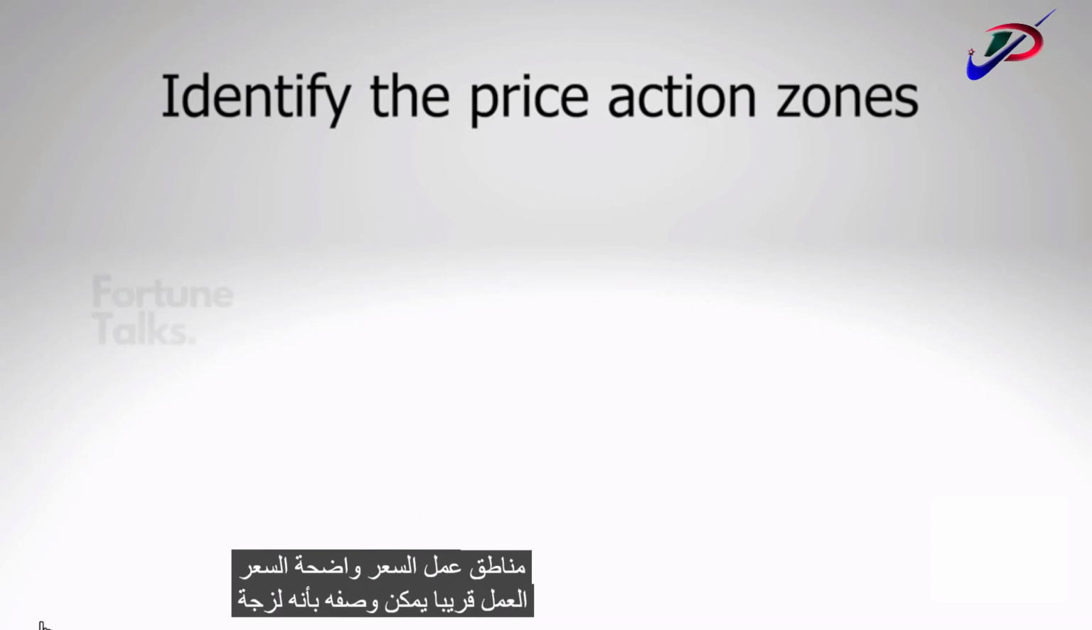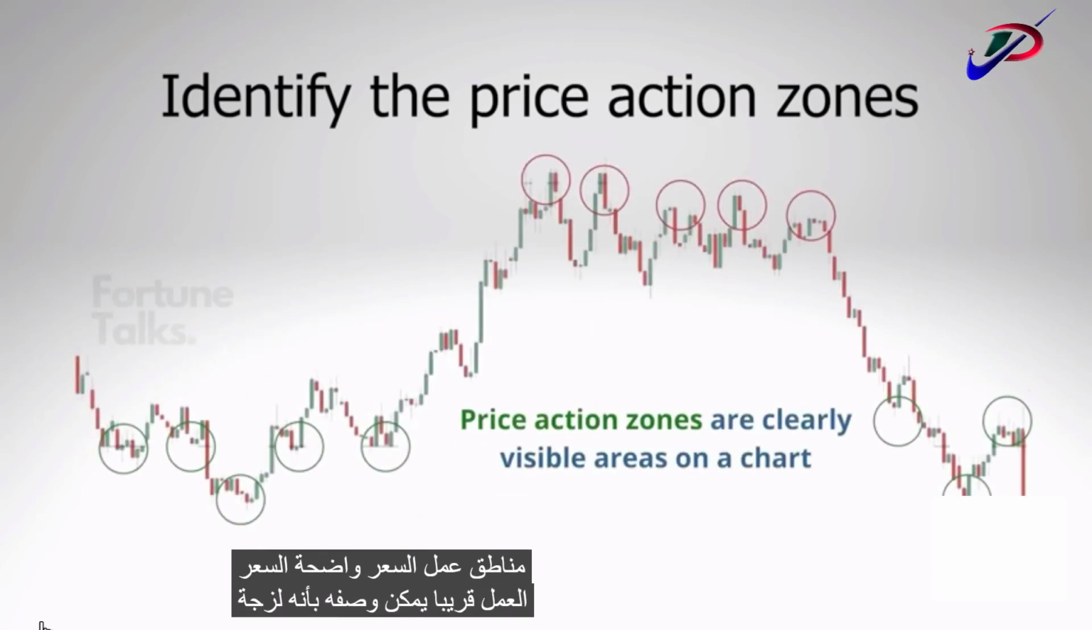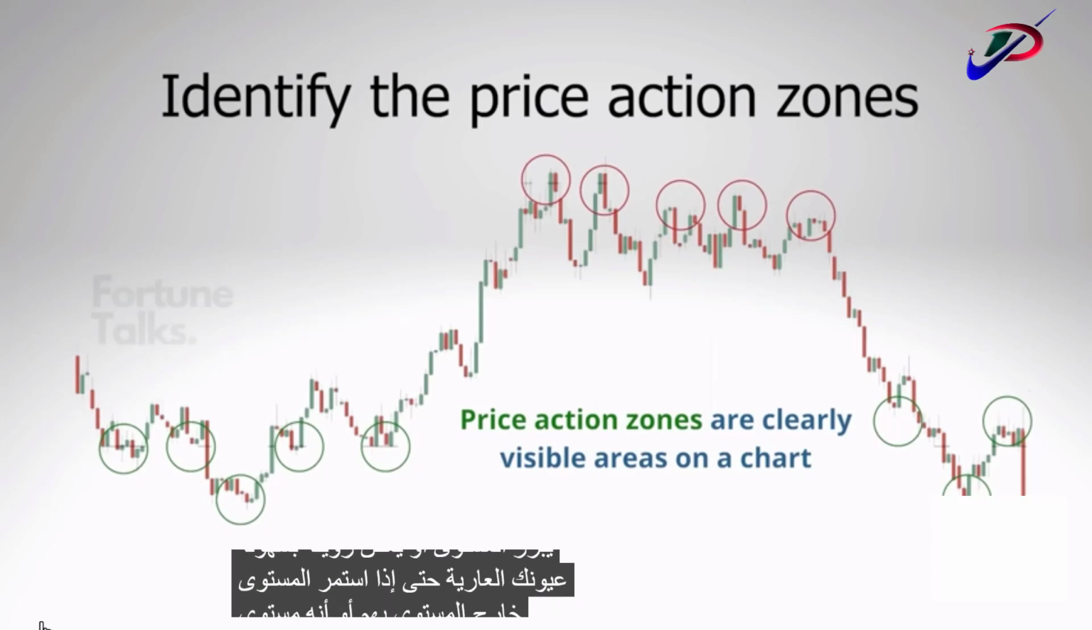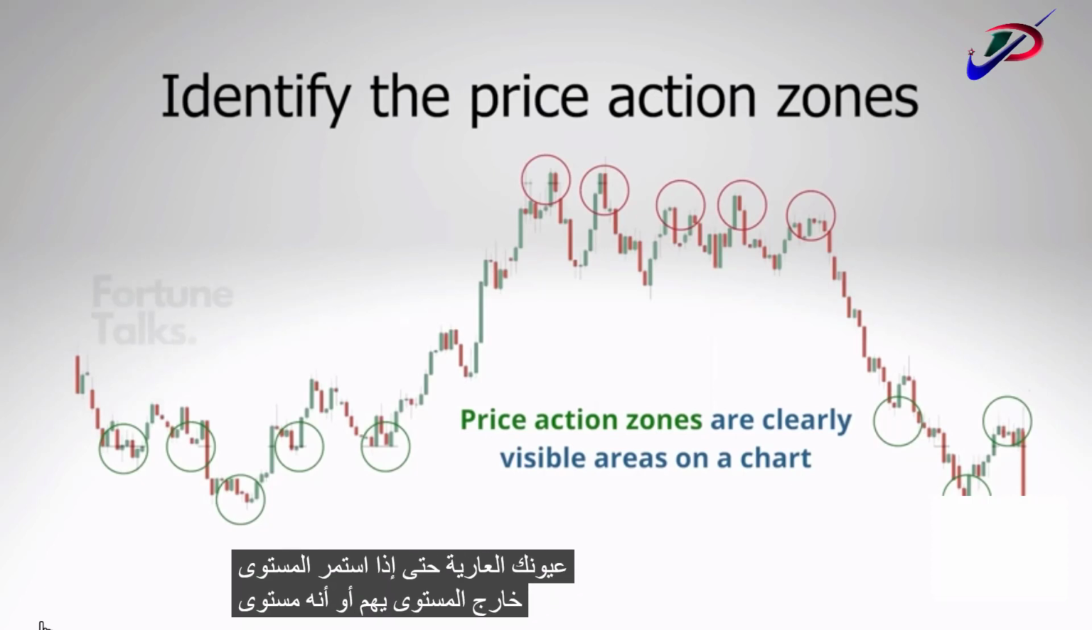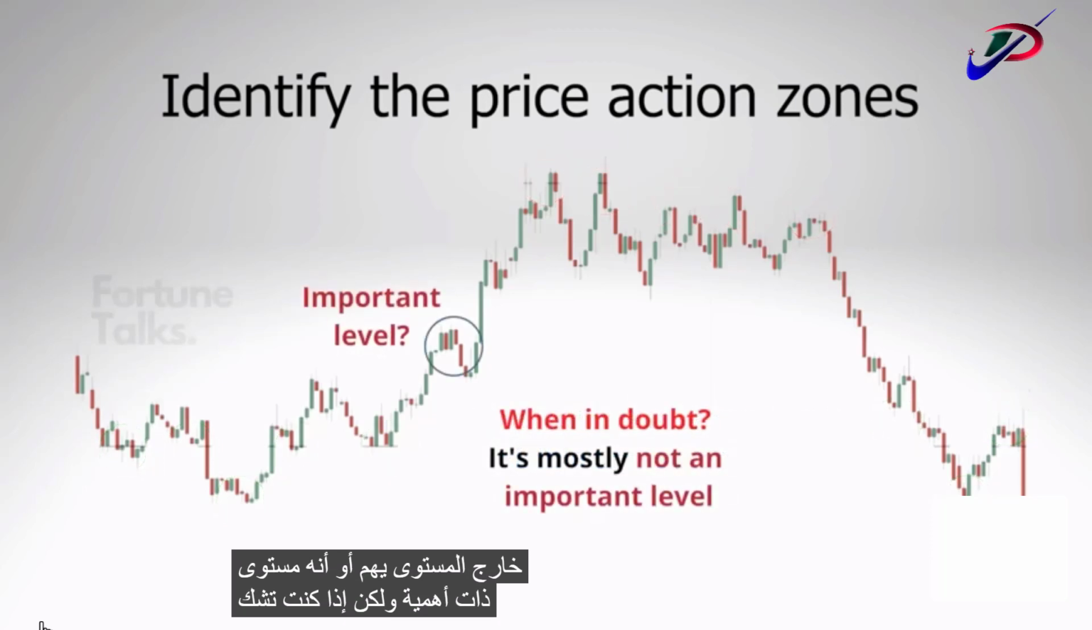A price action zone can be described as sticky points on this chart. This is because the level sticks out or is easily visible to your naked eyes. So if the level sticks out, the level matters or it is a level of importance. But if you are doubting your eyes and asking if it is a level or not, then it's better to ignore it because it is not an important level.